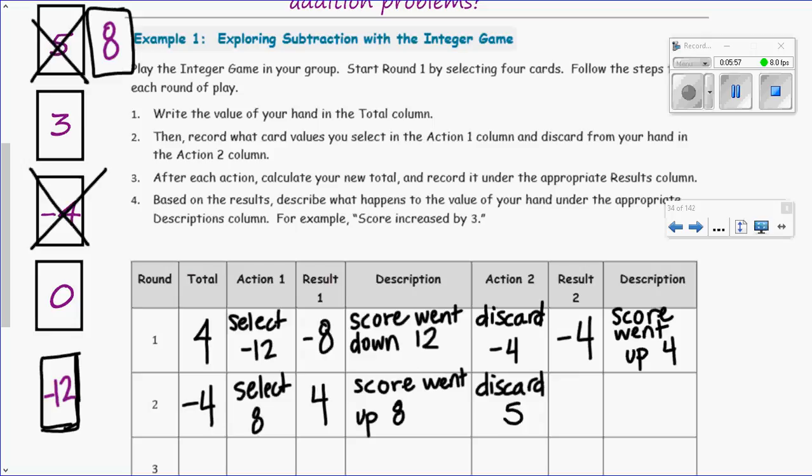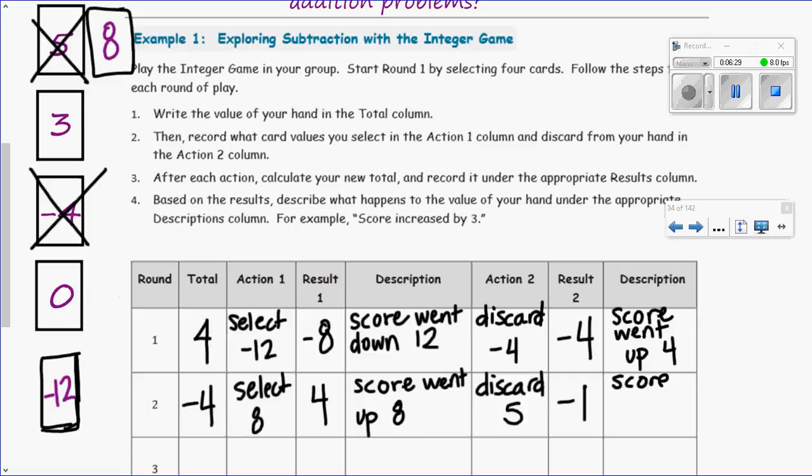So after we discard the 5, we have 4 cards left, and those cards equal negative 1. Please rewind this if this is going too fast, and you need to listen carefully again as to where we got that. So when I add up 8, 3, 0, and negative 12, my score is actually negative 1. Negative 1. Okay, so what happened? Did our score go up or down? We discarded a 5. Did our score go up or down? It definitely went down because it went from 4 to negative 1.